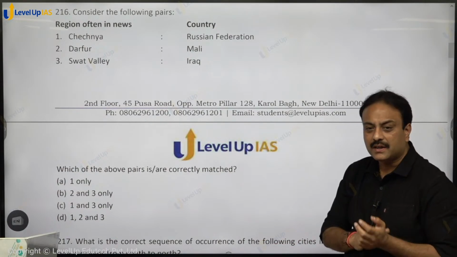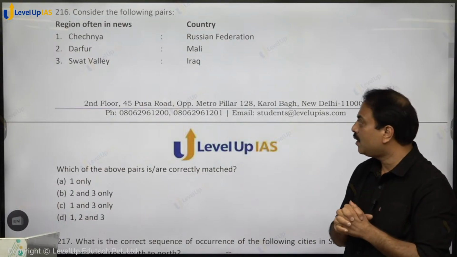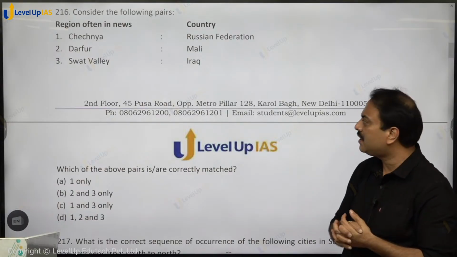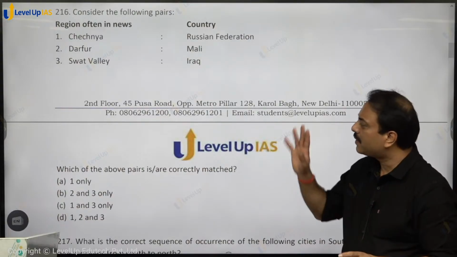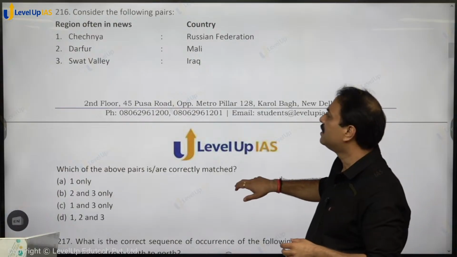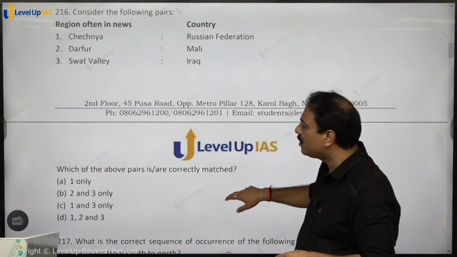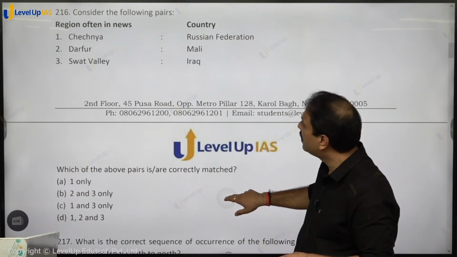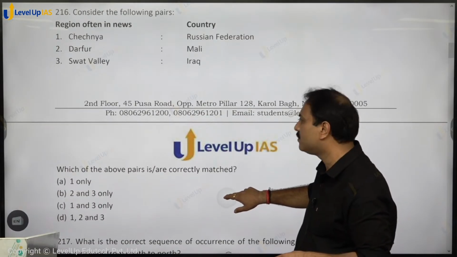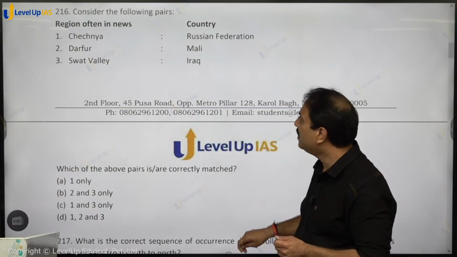Then Swat Valley. Swat Valley is in Pakistan. It is not Iraq. It is in Khyber Pakhtunkhwa. Swat Valley is there, in Pakistan. So 1 is correct, 2 and 3 are wrong. So 1 only. Yes or no? Yes, 1 only. Option A for apple will be the right answer.